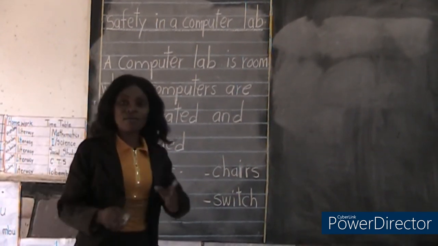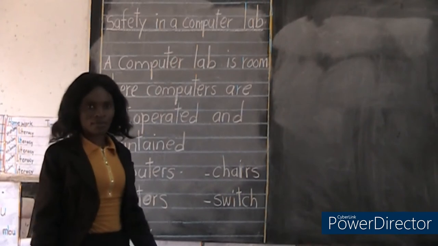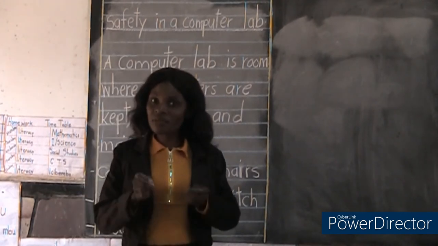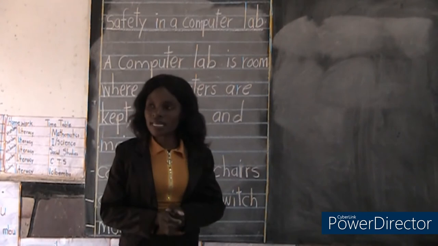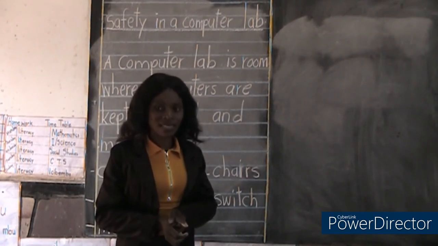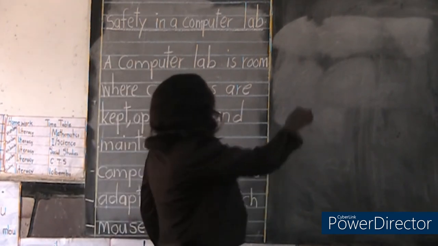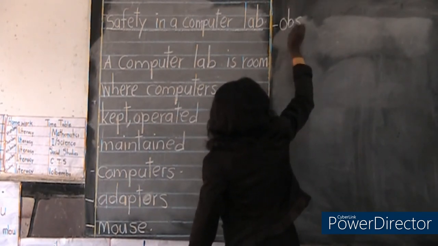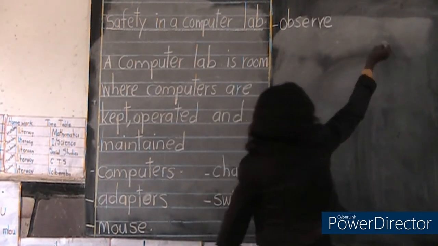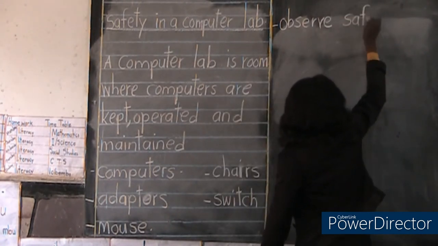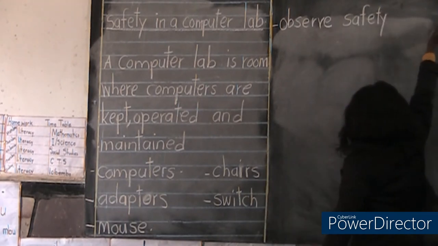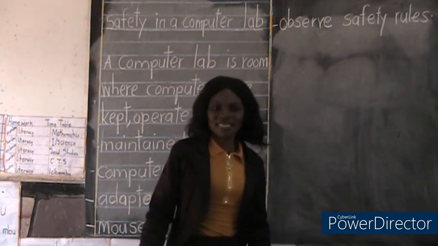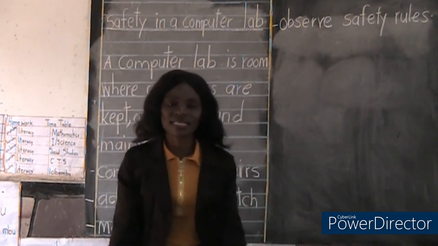Okay, now remember we are saying safety in a computer lab. How can you observe safety in a computer lab? What are you supposed to do for you to be safe when you are in the computer lab? Yes? Observe safety rules. Very good. The first thing you are supposed to do is to observe safety rules, because in the computer lab there are rules. Now, which ones are these safety rules?